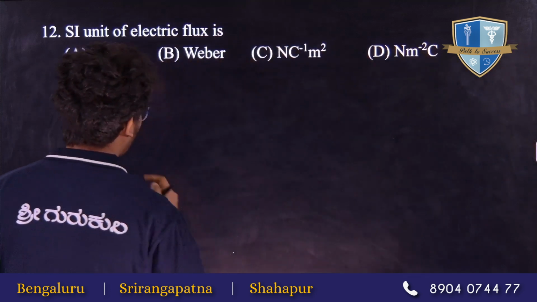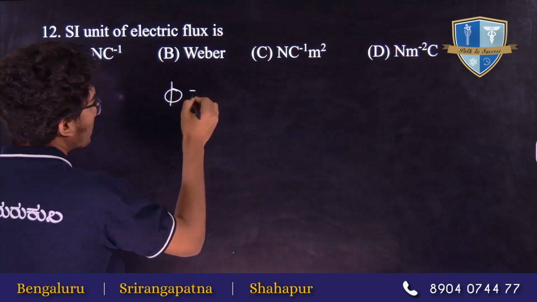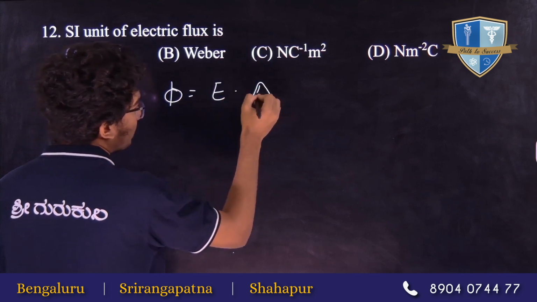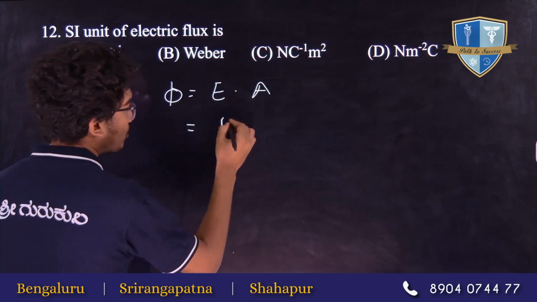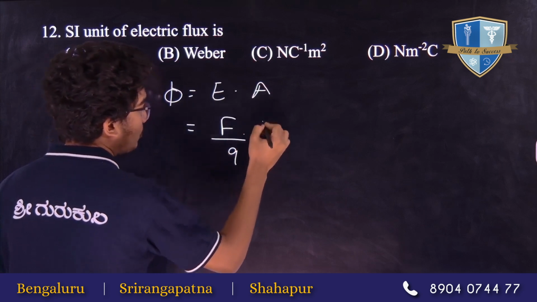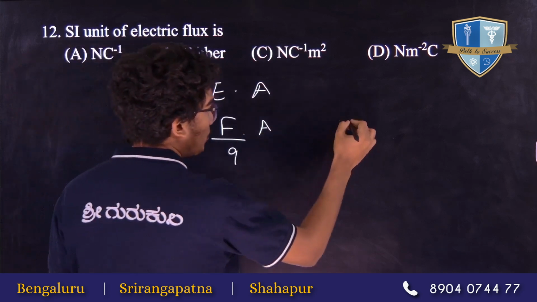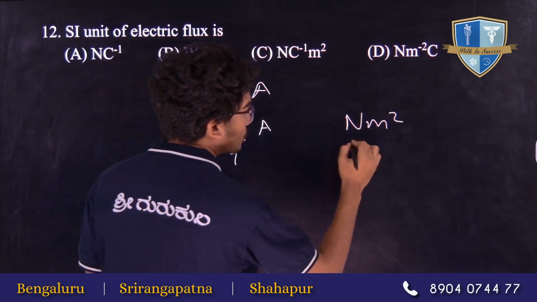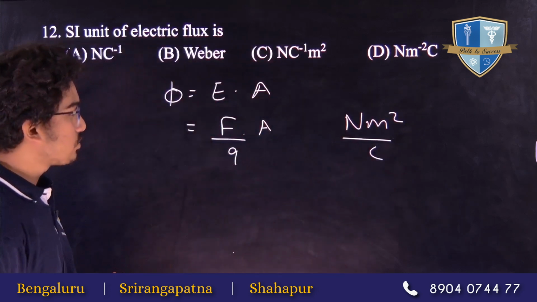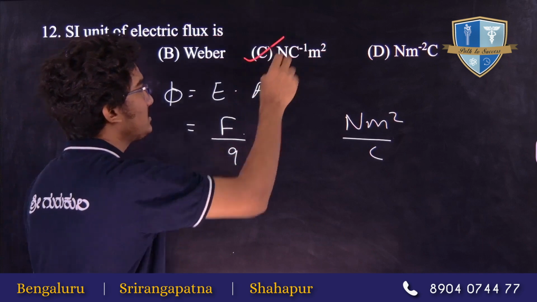So electric flux formula, phi is equal to E dot A, where E is electric field and A is area. So electric field is force per unit charge, and into area. So unit of force will be Newton, unit of area is meter square, and unit of charge is coulomb. So correct answer should be Newton meter square per coulomb. Our option C is the correct option.